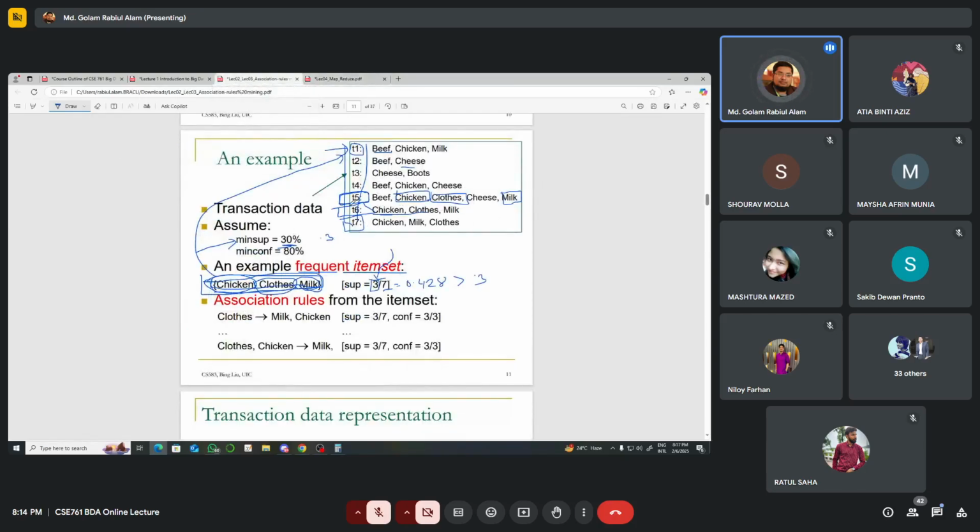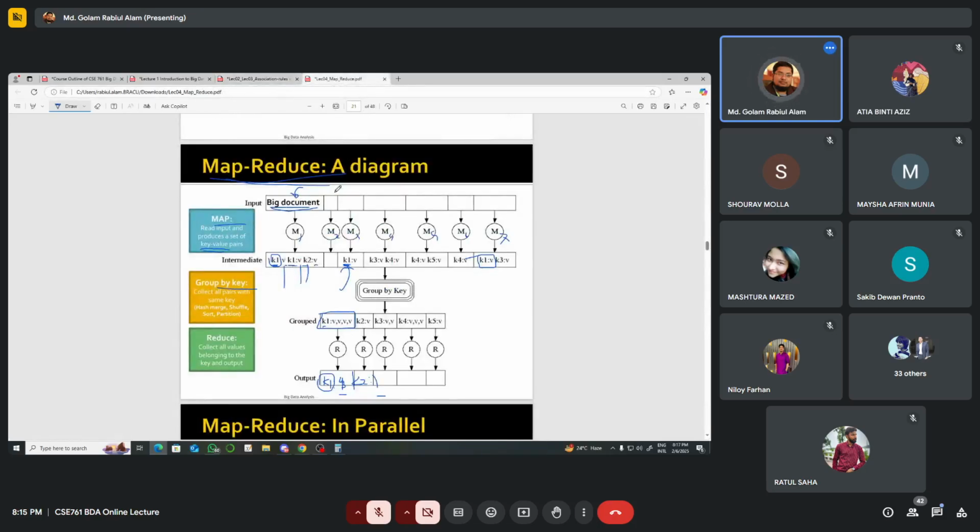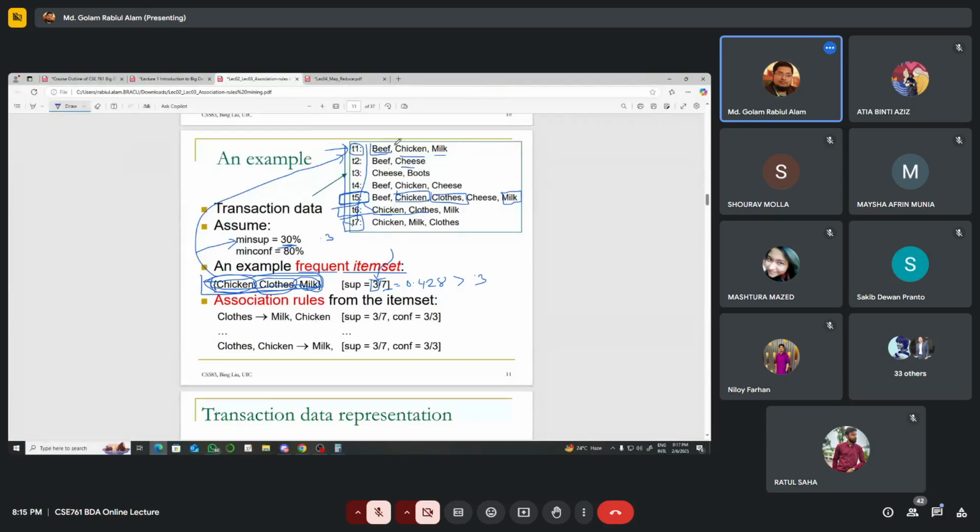Okay, so that means if we want to count the frequency of each and every item, like beef how many times, chicken how many times, milk how many times, then we have to apply this type of approach. Because we cannot deal with just a single machine. We have to think about the big data set, and those data will reside in multiple machines maybe.